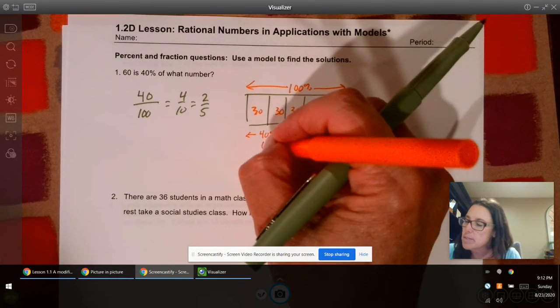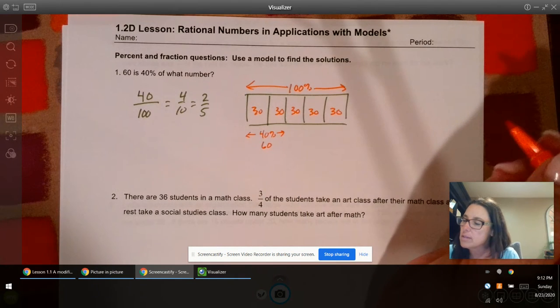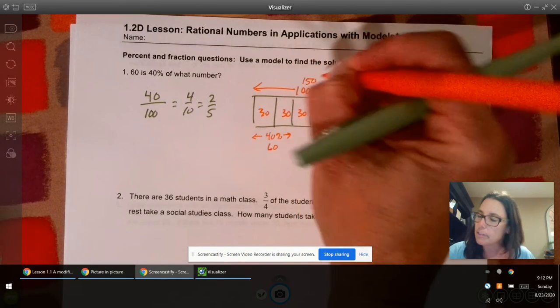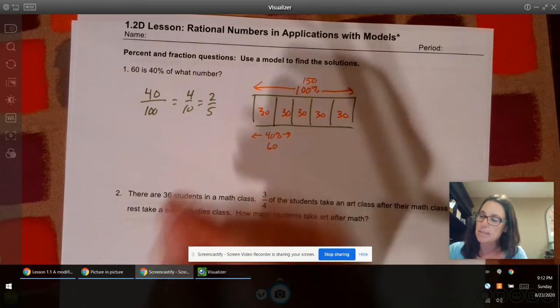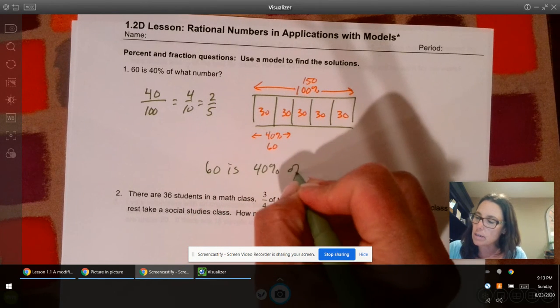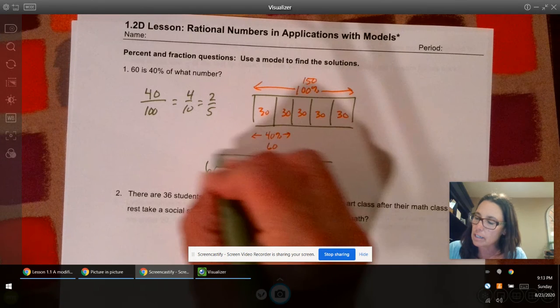So we can put the 60 down with the 40%. Now can we answer the question? 5 times 30, 150. So there's my answer. 60 is 40% of 150.